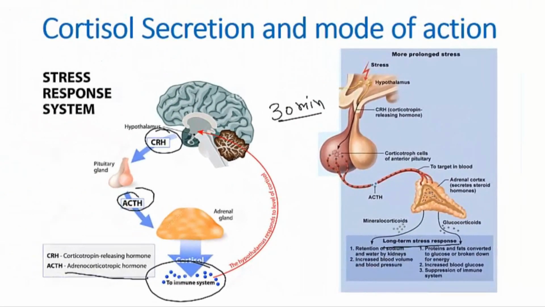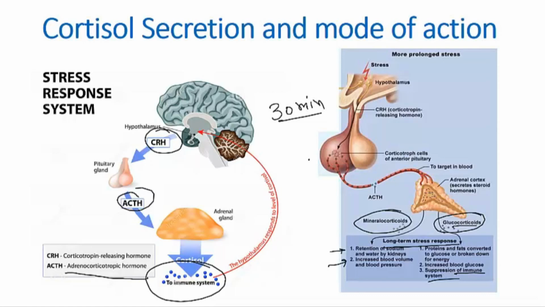There are two types of corticoids involved: mineralocorticoids and glucocorticoids. Mineralocorticoids help in the retention of sodium and water by the kidneys. It increases the blood volume and blood pressure, while the other one, glucocorticoids, help the proteins and fats to be converted into glucose so that they can make energy by utilizing glucose. It also increases the blood glucose level, as well as it suppresses the immune system for a while they are fighting against the stressful condition. That's the functions of cortisol.